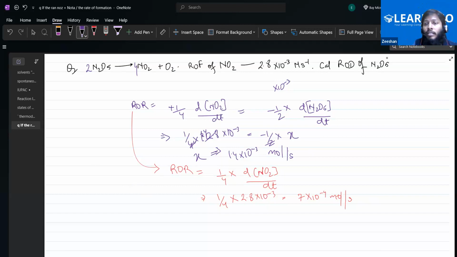Since the question is asking for the rate of disappearance, the answer will not be negative. If it were asking for the rate of N2O5, then you could write it with a minus sign. Otherwise, since it is disappearing, it is understood that it is being exhausted, so it will be positive only.